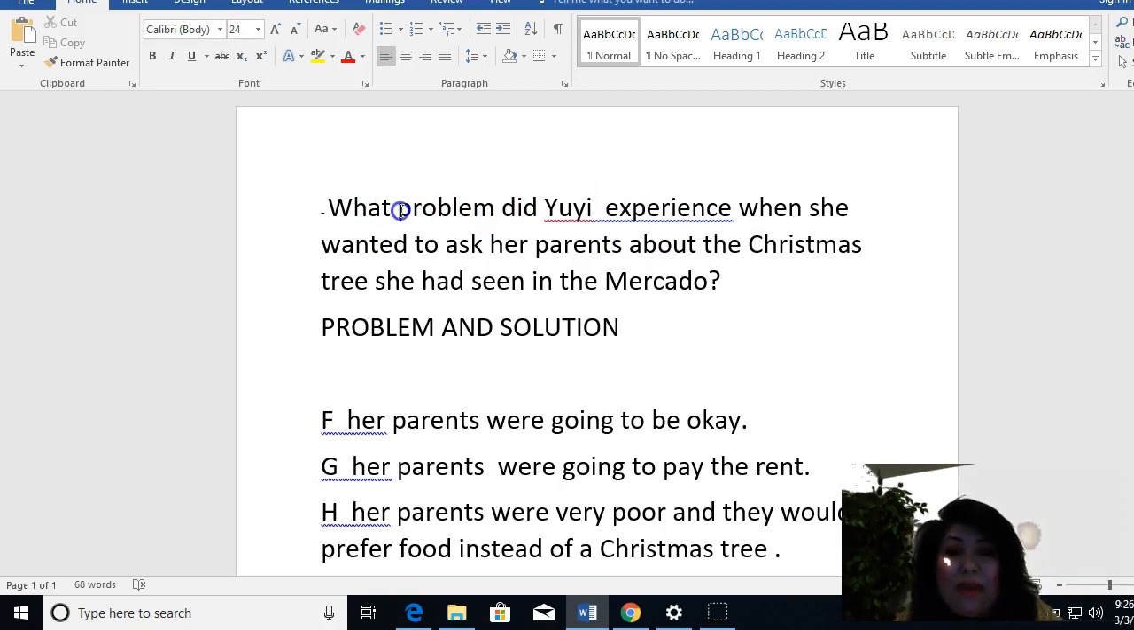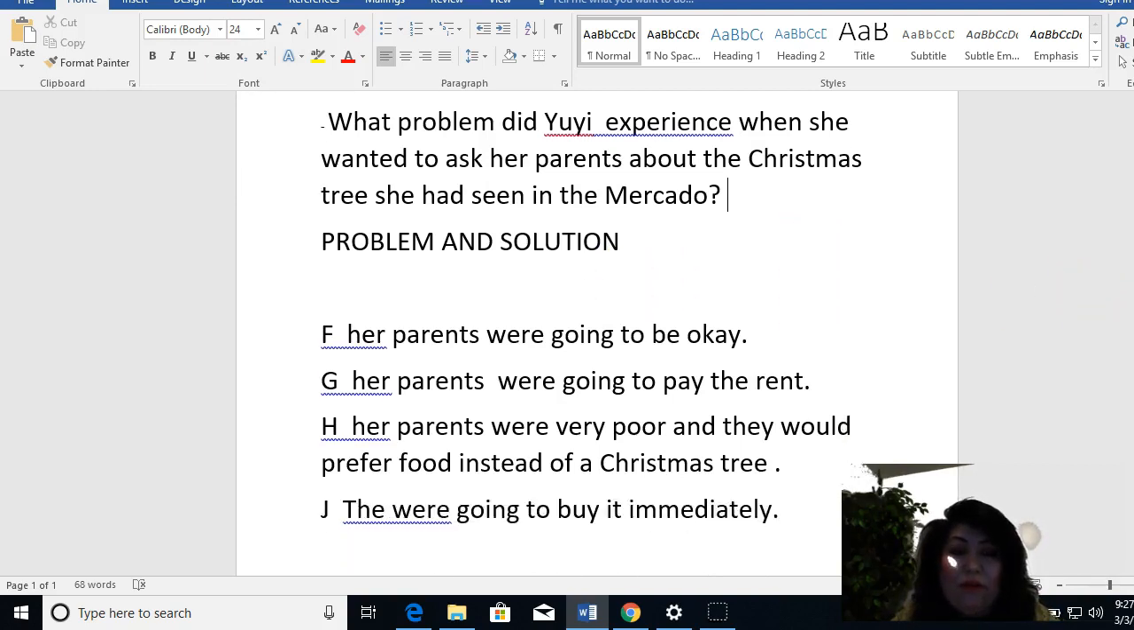And I want you to underline problem. Yes, there was a problem. She wanted to ask her parents about the Christmas tree. And that's enough. That's the problem. So she was worried. She was worried because she didn't know what her parents were going to say. So next, after underlining and writing the STAAR strategy that you're going to use, you need to read the answers.